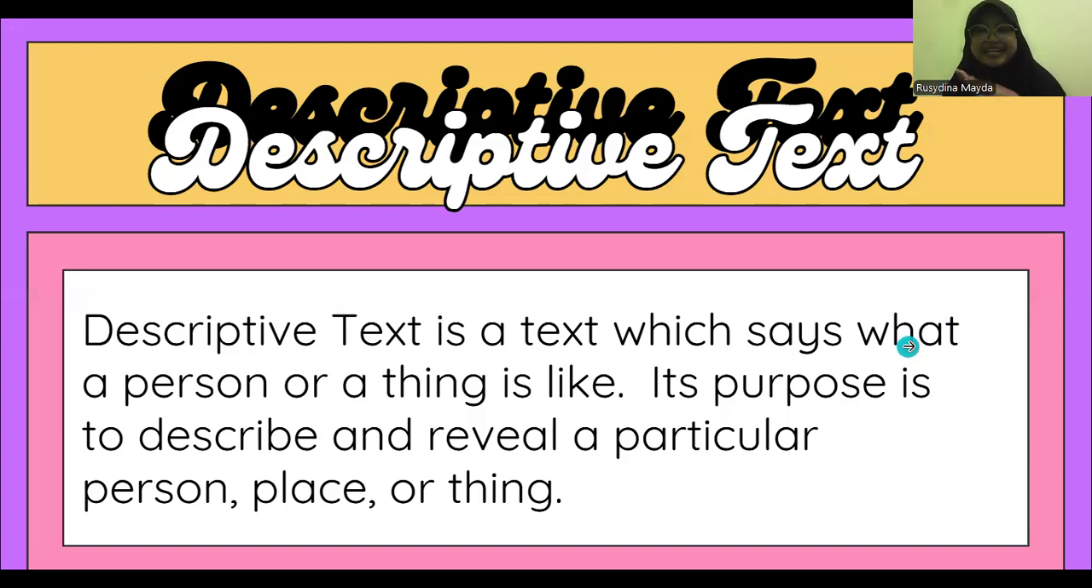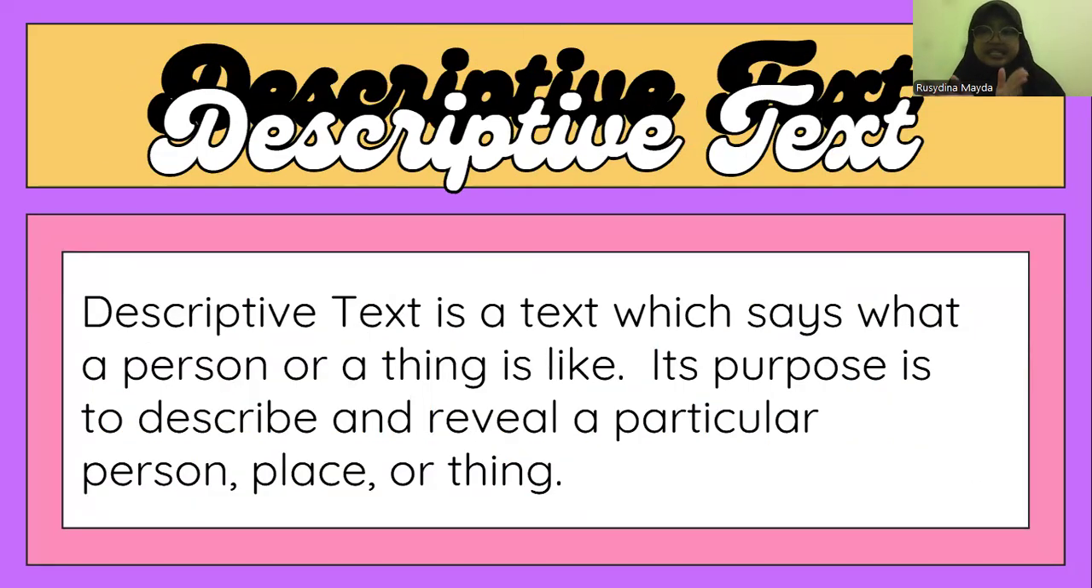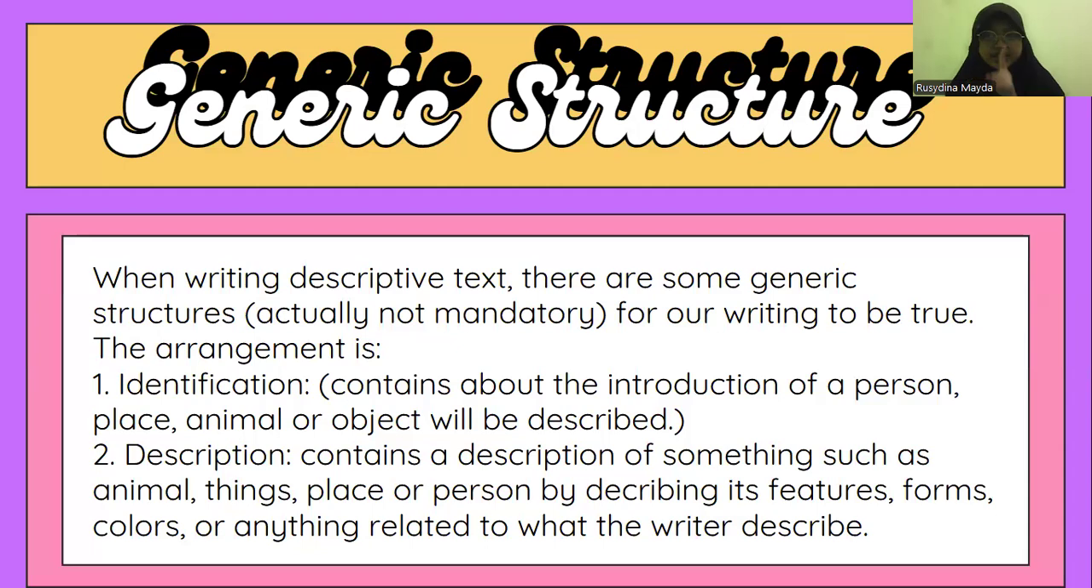Okay, everyone. This is the definition of descriptive text. Descriptive text is the text which says what a person or a thing is like. Its purpose is to describe and reveal a particular person, place, or thing. Now, the next is generic structure. When writing descriptive text, there are some generic structures, actually not mandatory for our writing to be true.